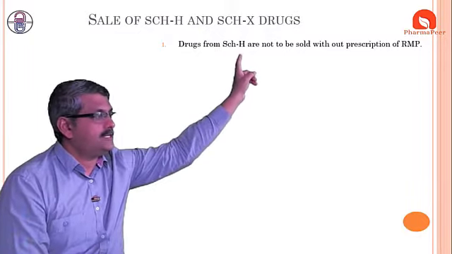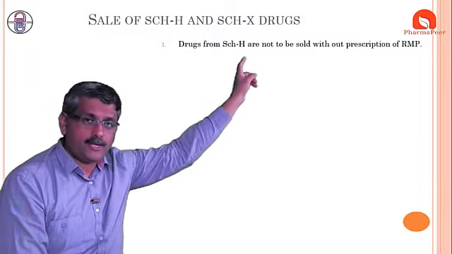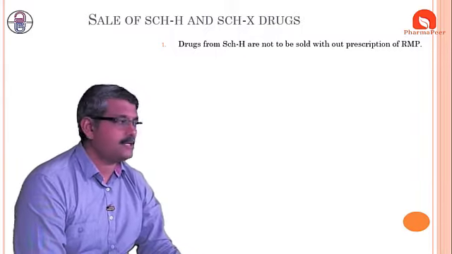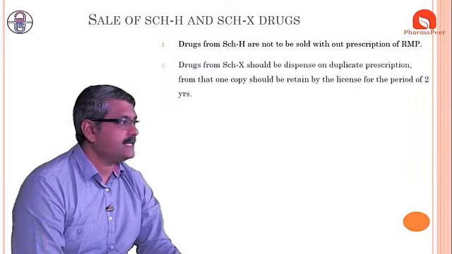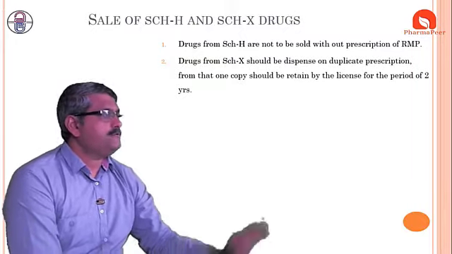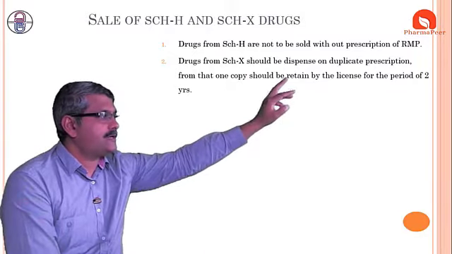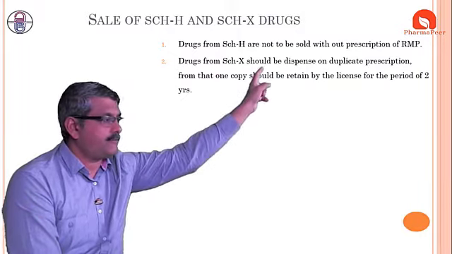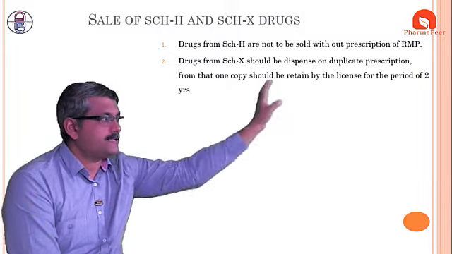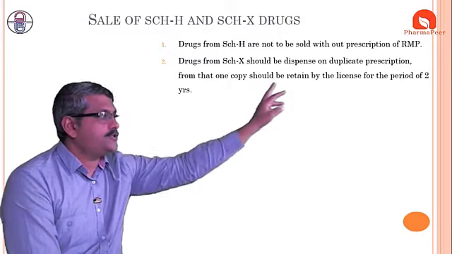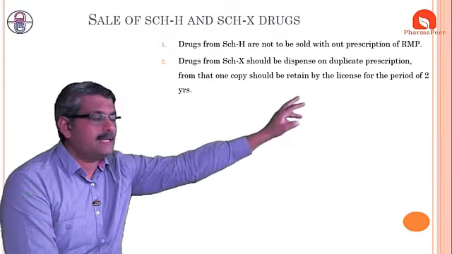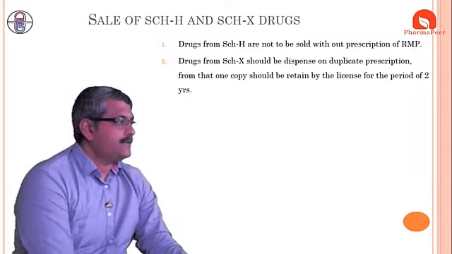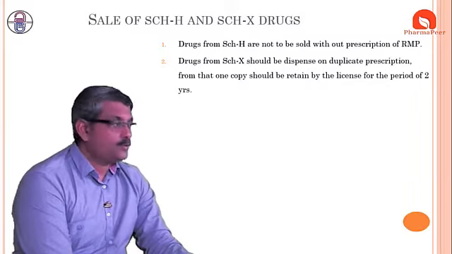Nowadays, there is one more addition in this, that is Schedule H1. H and H1, that is one additional amendment. So as per that amendment, Schedule H1 is there. Second, for the sale of Schedule X drugs, they should be dispensed on a duplicate prescription, because these are narcotic forming drugs. One copy should be retained by the pharmacist or by the licensee for a period of 2 years.